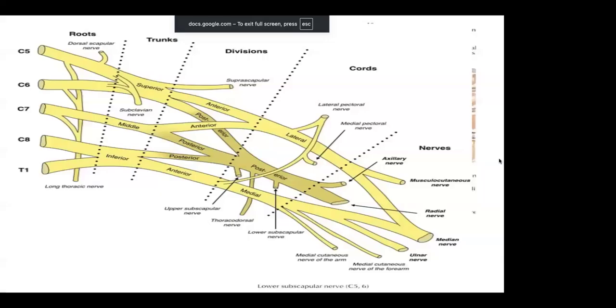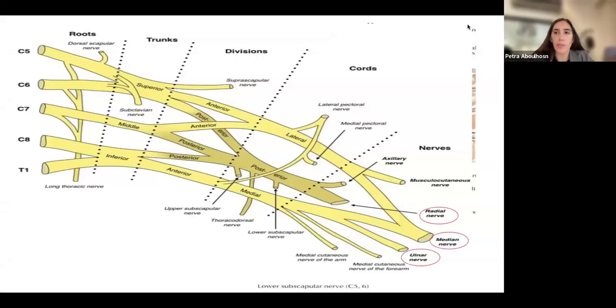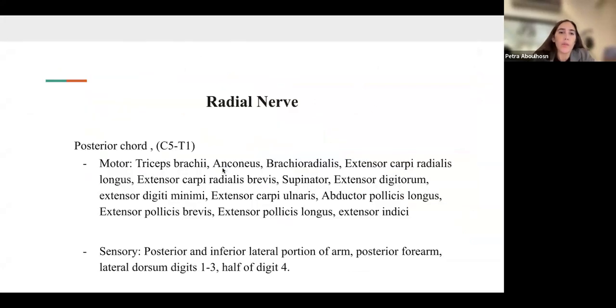Okay, so for the sake of our presentation today, I'm going to be talking about these 3 nerves, like I already mentioned. And then we have a bonus slide of the suprascapular nerve. So the radial nerve is a derivative of the posterior cord and gets innervation from all 5 of the cervical spinal roots.